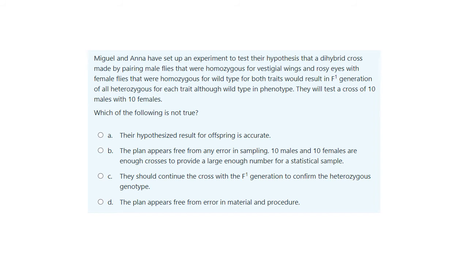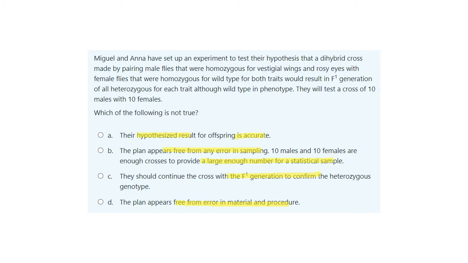Now this is another question that's looking at experimental technique. Which of the following is not true? A: Their hypothesized result for the offspring is accurate. B: The plan appears to be free from any error in sampling. C: 10 male and 10 female is enough for a statistical sample. D: They should continue the cross with the next generation to confirm the heterozygous genotype. E: The plan appears to be free from error in material and procedure.